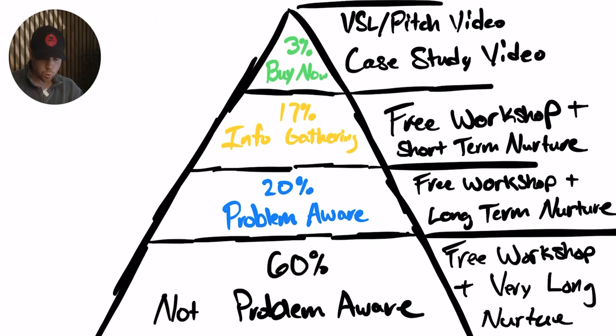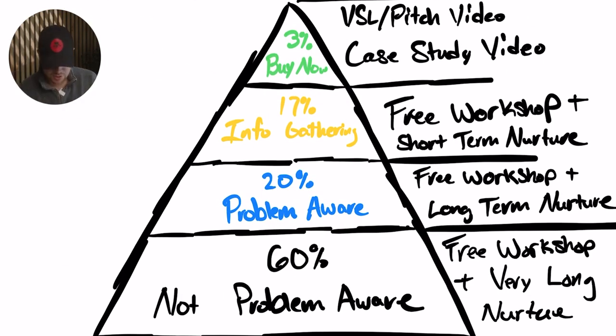Let's go over what the buying cycle looks like. Now at the top here, these are going to be people who are ready to buy right now. So to attract these types of people, we typically use a VSL, a pitch video, or a case study video to attract these 3%. Now, you may be wondering, what about the other percentages?